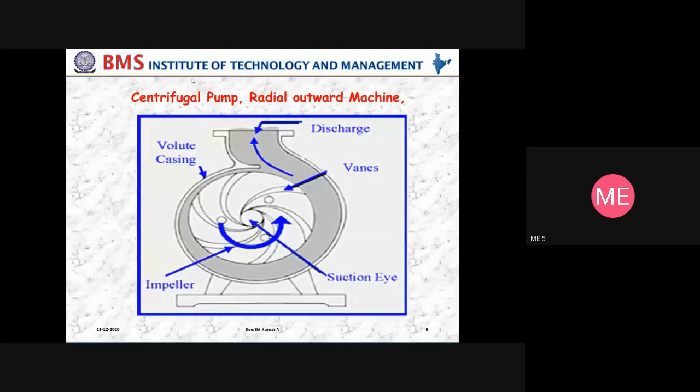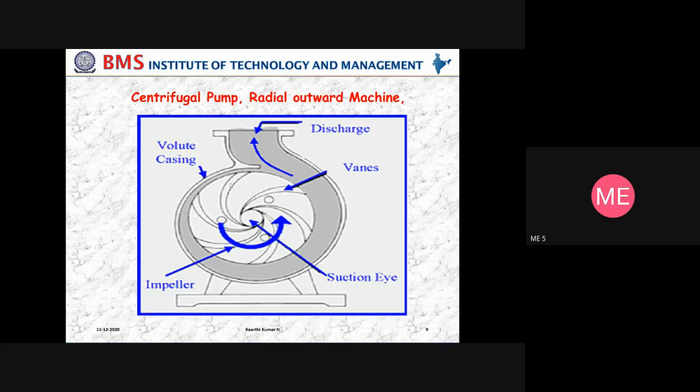See, this is the diagram of the centrifugal pump, the inner part of the centrifugal pump. First, this is the shaft or the center portion of the pump, which is also called the suction eye. At this location, the pipe is connected. One end of the pipe is dipped inside the sump, and the other end of the pipe is connected to the center portion of the pump, also called the eye.